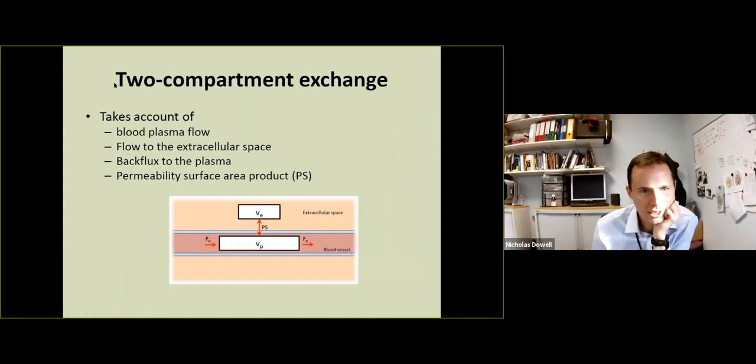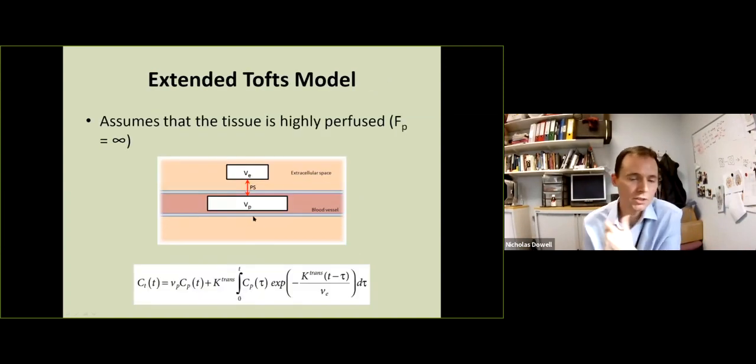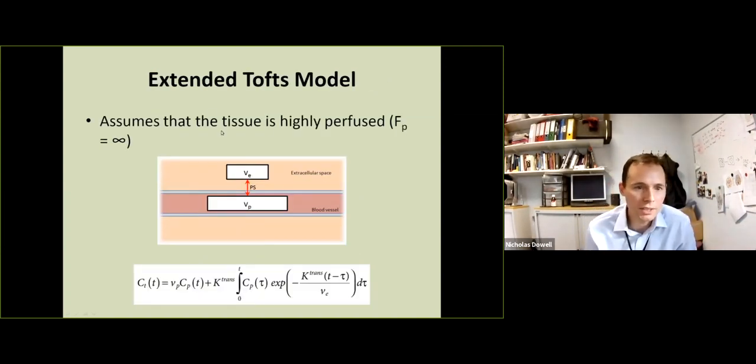So if we look at those in more detail, the more complete model, the 2-compartment exchange model, requires us to fit for the plasma flow, this FP, and then the size of the plasma space and the size of the extracellular space, and then the exchange of gadolinium between them. So those are the 4 parameters that you need there. The extended TOFTS model just makes the assumption that the tissue is highly perfused, in which case you don't need to worry about the flow rate. It's high enough that it doesn't have an effect on the model.